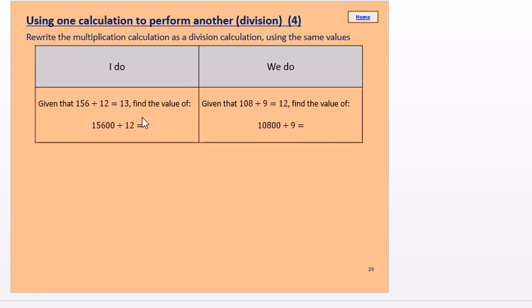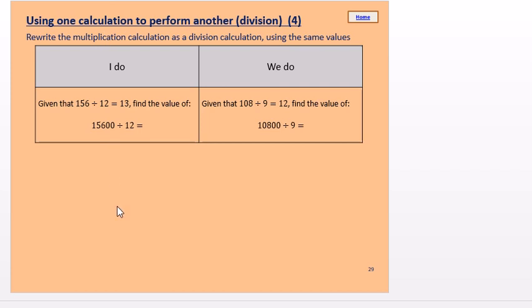Okay, so the we do says, given that 108 divided by 9 equals 12, find the value of 10,800 divided by 9. Now the number we are dividing by has stayed the same, but the number we are dividing has again grown by 100 times bigger. So our answer will be 100 times bigger. 12 times 100 equals 1,200.